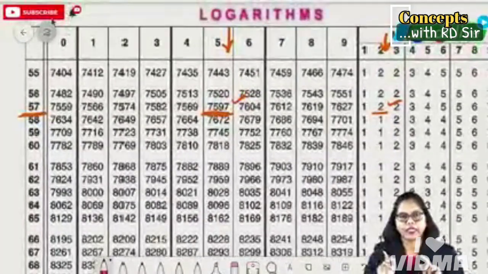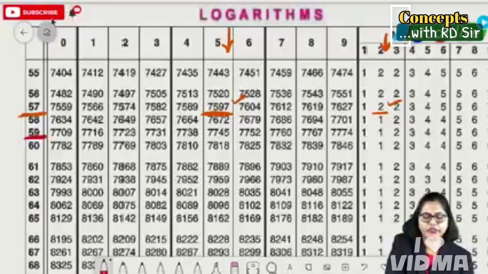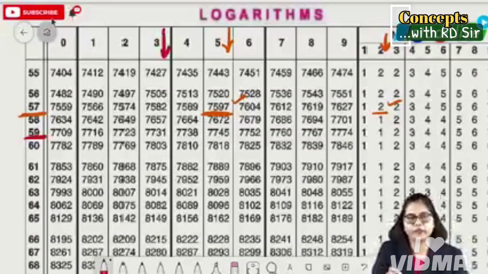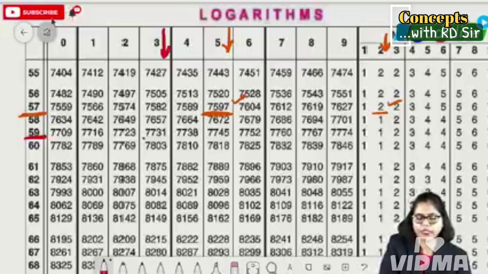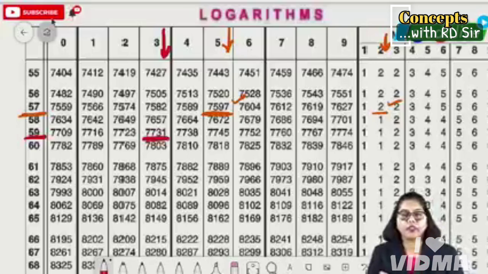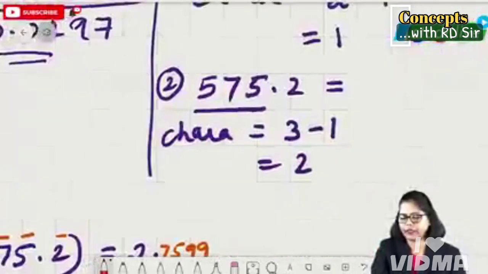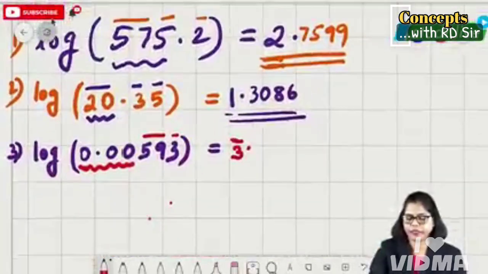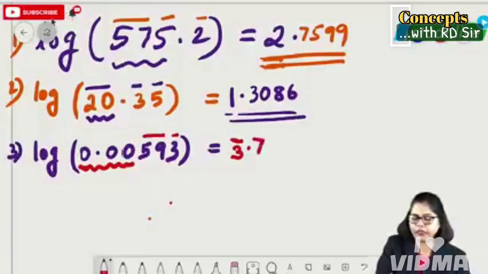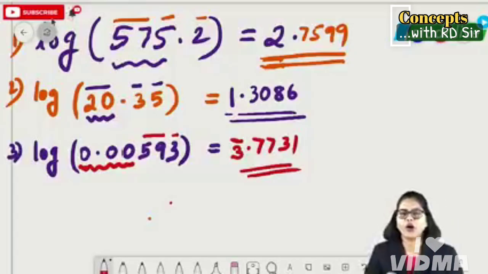Yes, 59 and 3. So, students, this is the 59 number and which column? 3 number, right? 3 column. So, I am getting here 7731, right? So, that is the number I am going to write here. 7731. So, this is the log of the values which is less than 0, that is 0.00, some number like that.